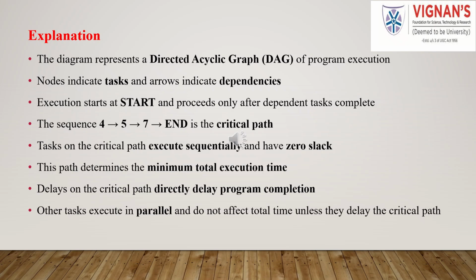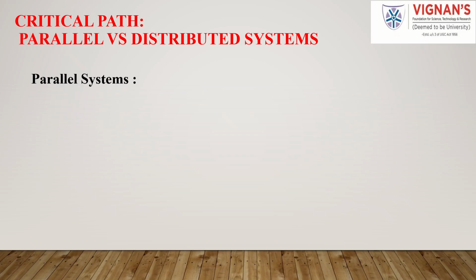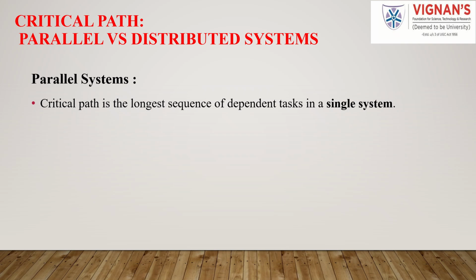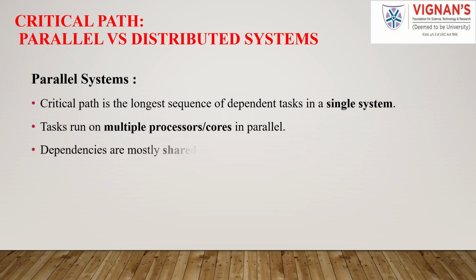In a parallel system, the critical path is the longest sequence of dependent tasks within a single system. Tasks execute on multiple processors or cores at the same time to improve performance. Most dependencies occur through shared memory or local task synchronization rather than network communication.